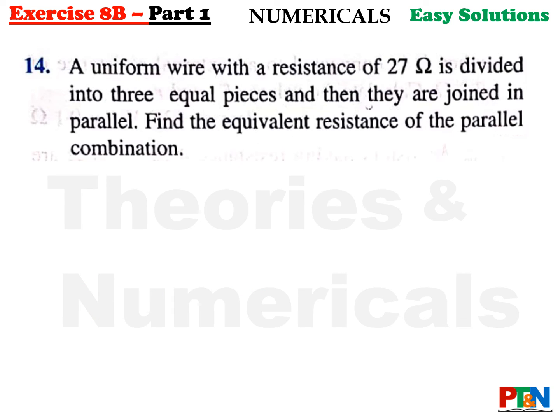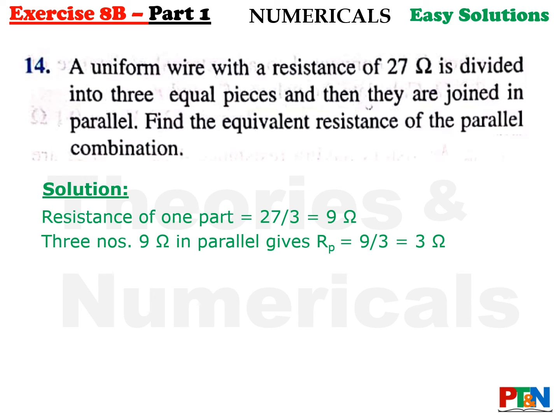Next one. A uniform wire with 27 ohm is divided into 3 equal parts and they are joined in parallel. Find the equivalent resistance of the parallel combination. So 27 ohm cut in 3 pieces. That means each piece will be 27 by 3 because length is becoming 1/3. So resistance also will become 1/3. So resistance of each piece is 9 ohm. And when we are putting 3 number 9 ohm in parallel, it will again be 9 by 3. So equivalent resistance will be 3 ohm.